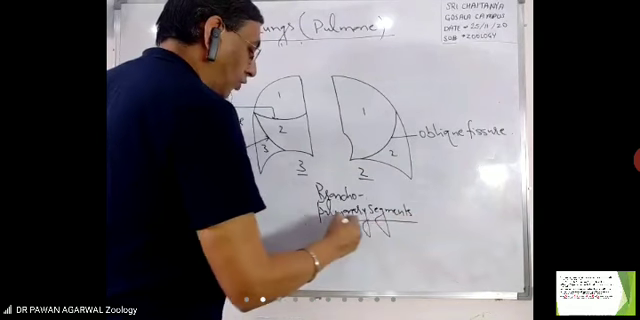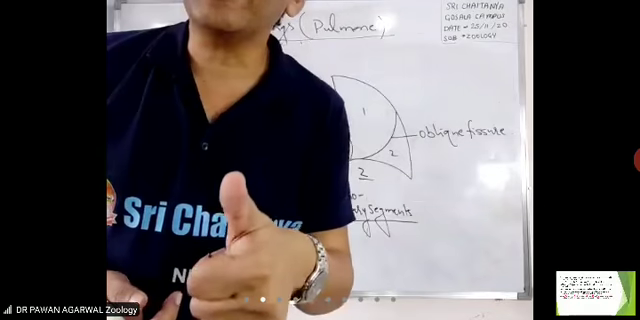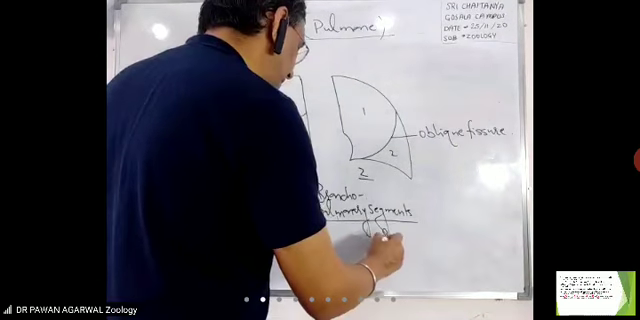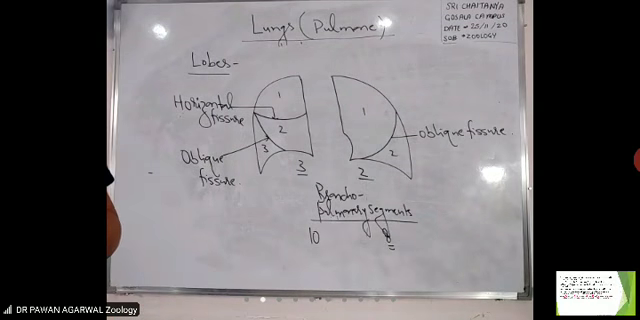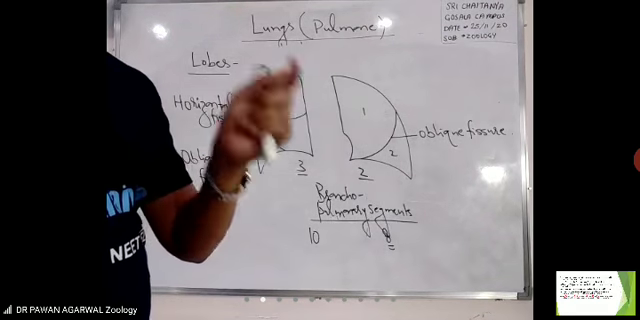Bronchopulmonary segments. How many bronchopulmonary segments? Very good. 10 on the right and 8 on the left. 10 bronchopulmonary segments on the right side and 8 are present in the left side. So this is the point that you have to remember.